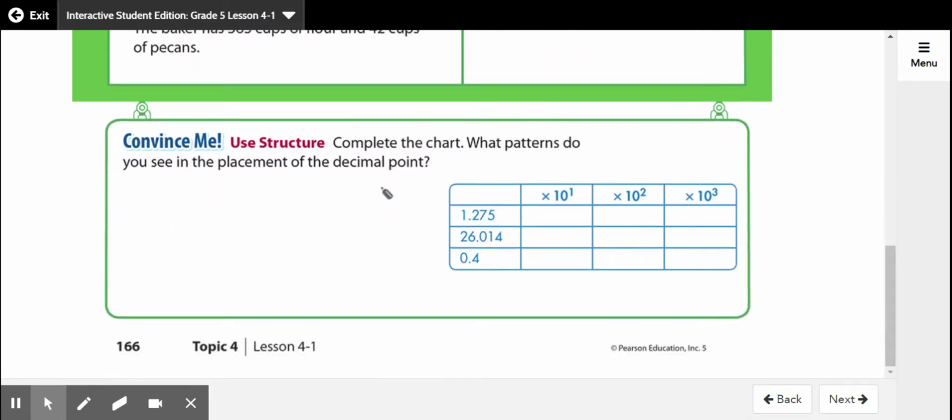Convince me. Use structure. Complete the chart. What patterns do you see in placement of the decimal point? So we are doing this in class. If we take 1.275, which is 1 and 275 thousandths, times 10, I'm just going to move this decimal over 1 and make it 12. I'll let my brain work now. That actually is 12.75, or 75 hundredths.